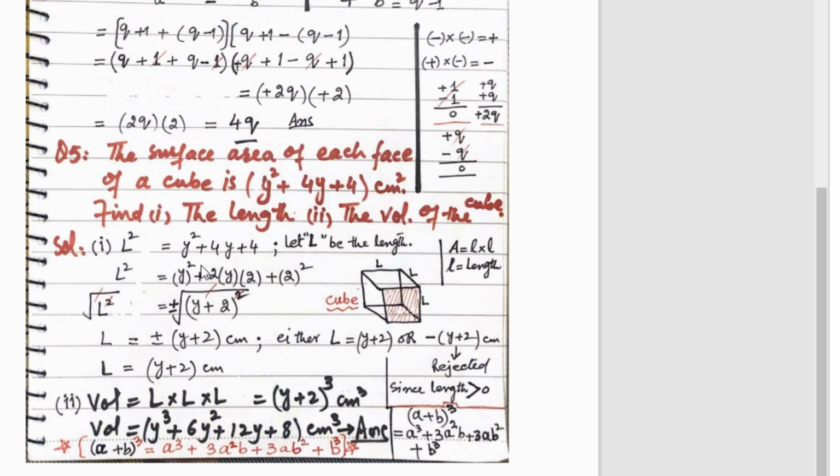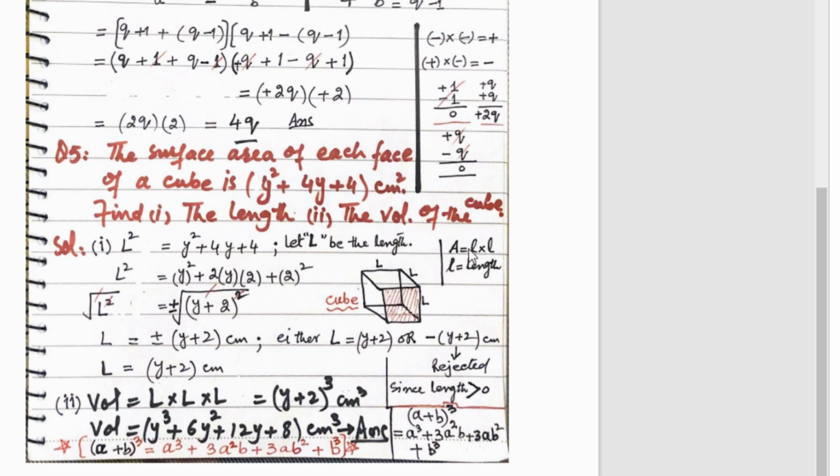What is the area of a cube? We are not concerned with the area of a cube. Right now he is saying the surface area. Surface area means he is giving you the area of one face. Suppose this shaded face area is given to you. The area of all the faces would be the same, but we are concerned with the area of one face because our requirement is to find out the length of one side. What is this length? We are going to find this out. And number two, the volume of the cube. We are going to find this out.